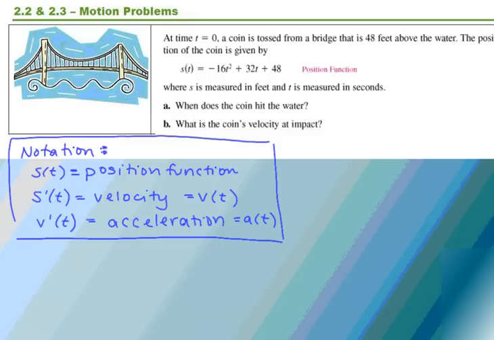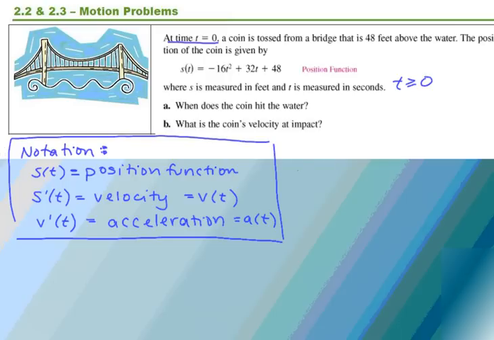We also are told that our time values, we're going to go ahead and just assume that time is positive. So it's going to be greater than or equal to 0, because it says up here at the beginning, time t equal to 0 is when we tossed it from the bridge. Okay, so that's when we started keeping track of the position. Okay, so question A says, when does the coin hit the water?